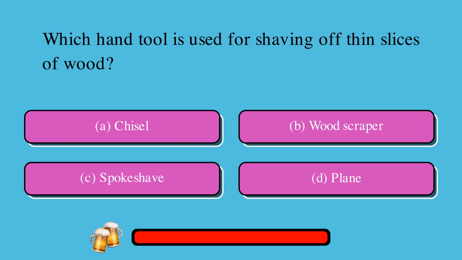Which hand tool is used for shaving off thin slices of wood? Is it A. Chisel, or B. Wood scraper, or C. Spoke shave, or D. Plane? The correct answer is C. Spoke shave.